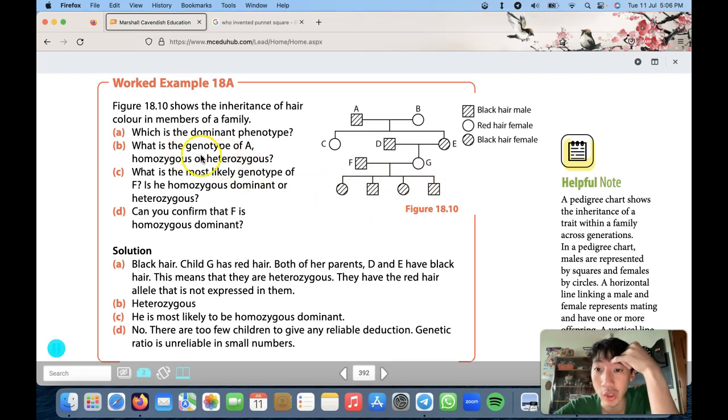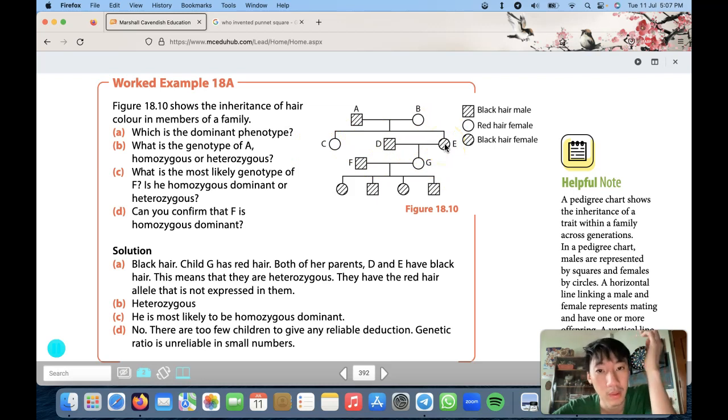So what is the genotype of A, homozygous or heterozygous? Now this requires some backtracking. We start by looking at A, right? We see that A and B cross. Then they have 2 daughters, one with red hair, one with black hair.